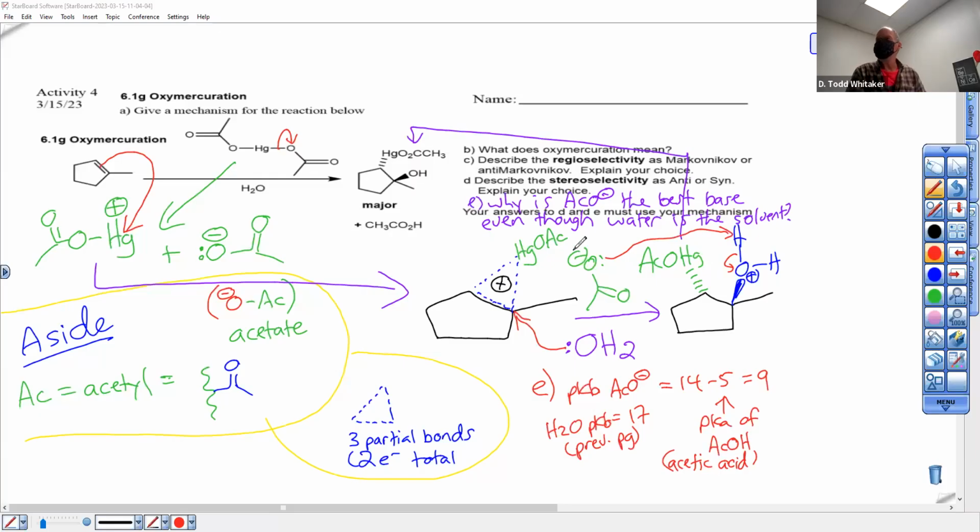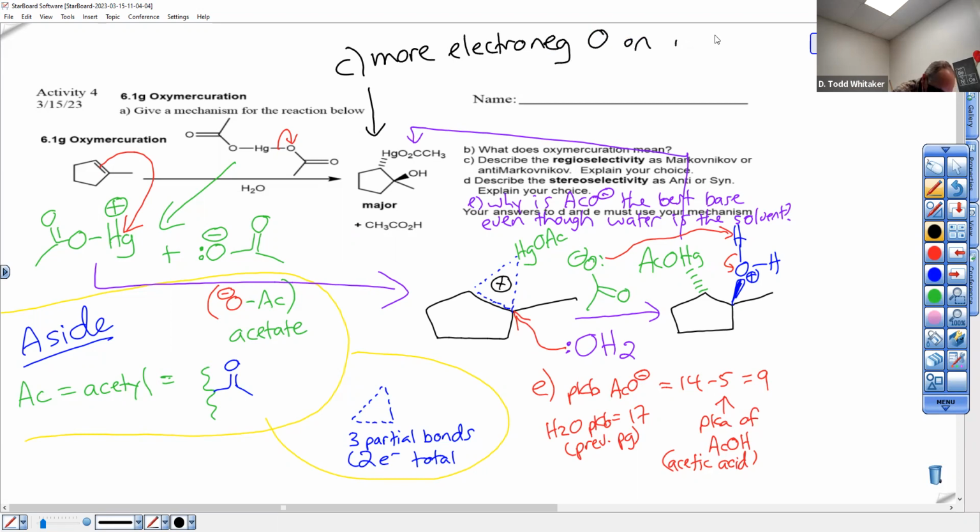It was brought to my attention we didn't quite finish the previous activity. On my pen, we didn't describe the regioselectivity. We're going to go over here, and this is the answer for C. More electronegative O on more substituted carbon. That is the definition. When the word is more and more, what do you call it? Markovnikov.